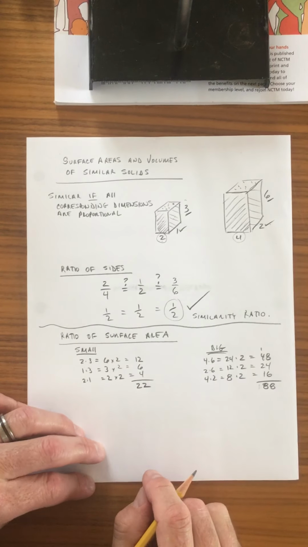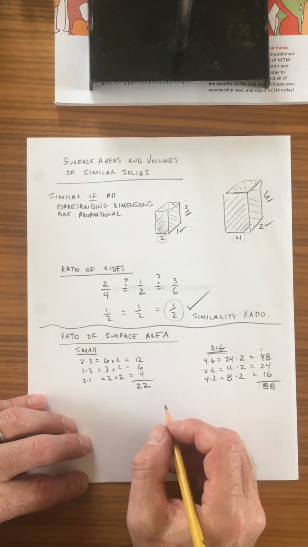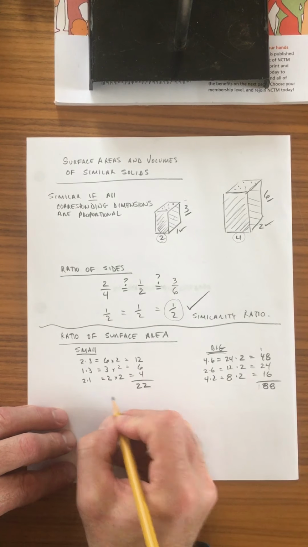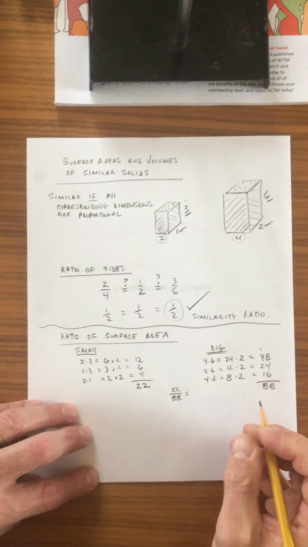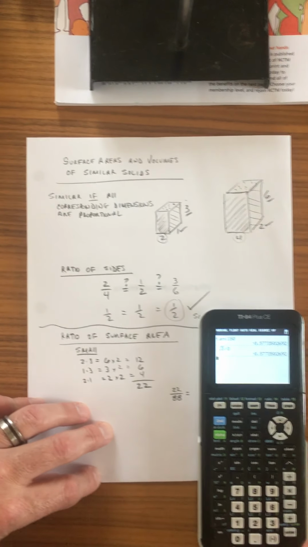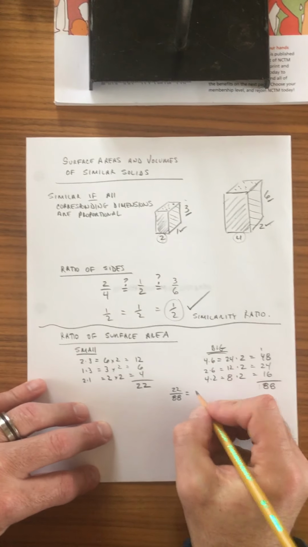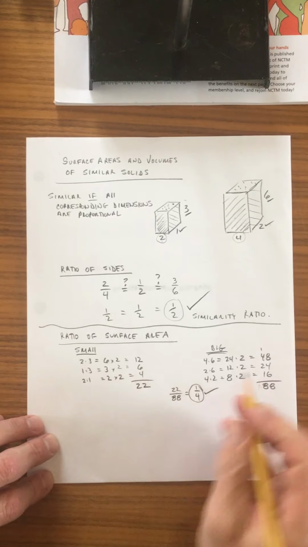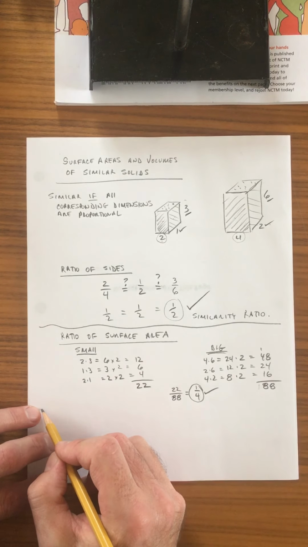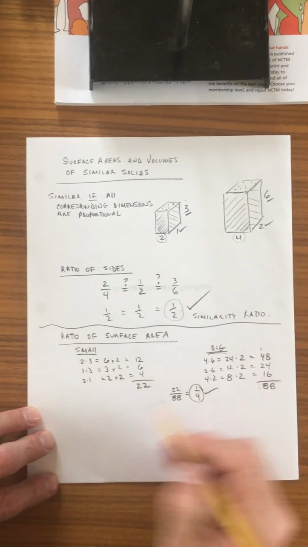Okay, so now let's see what this ratio is. So it would be 22/88. Let's see if we can simplify that fraction. 22 divided by 88, it's the same as 1/4. Okay. We'll come back and compare the ratio of the sides to the ratio of the areas.